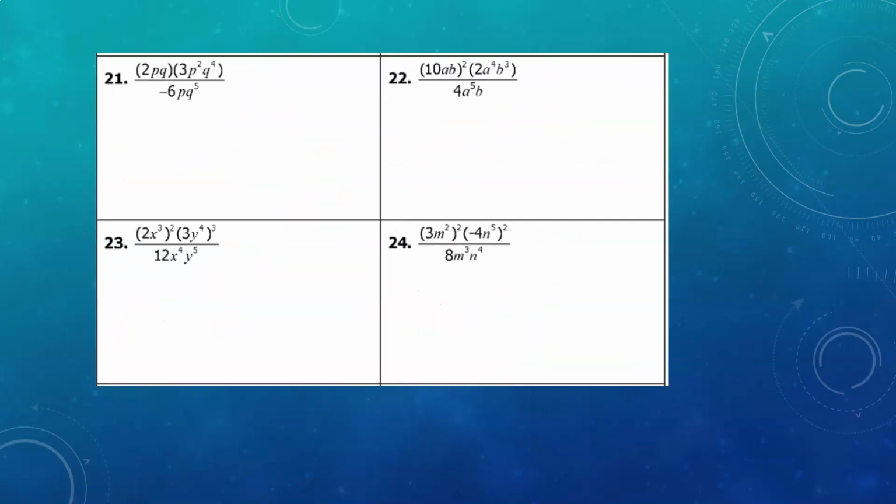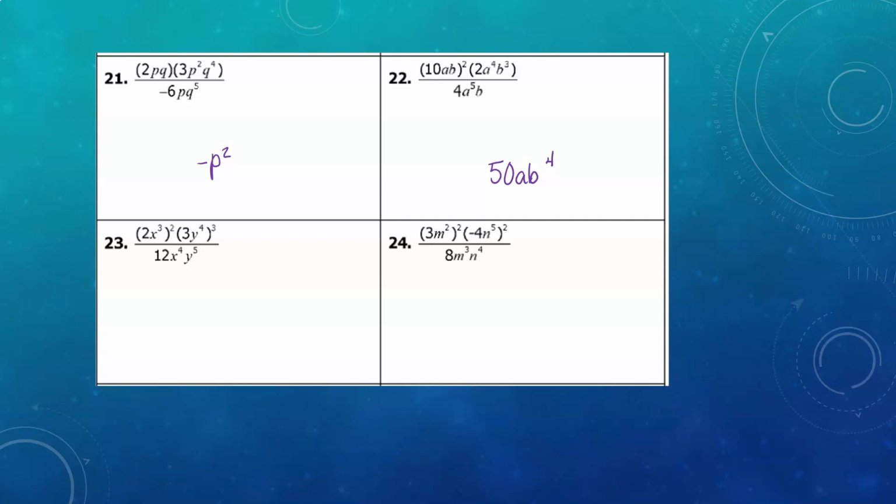Okay, so you can go ahead and take a shot at 21 and 22. They're the same thing that we've been doing, 21 and 22. You can stop the video. The answer to 21 is negative p squared, and the answer to 22 is 50 ab to the 4th.